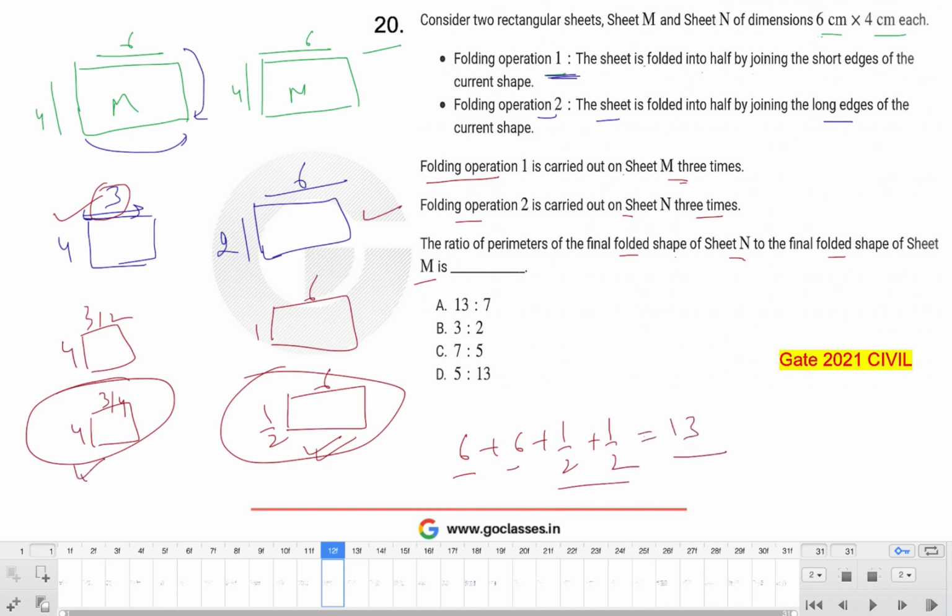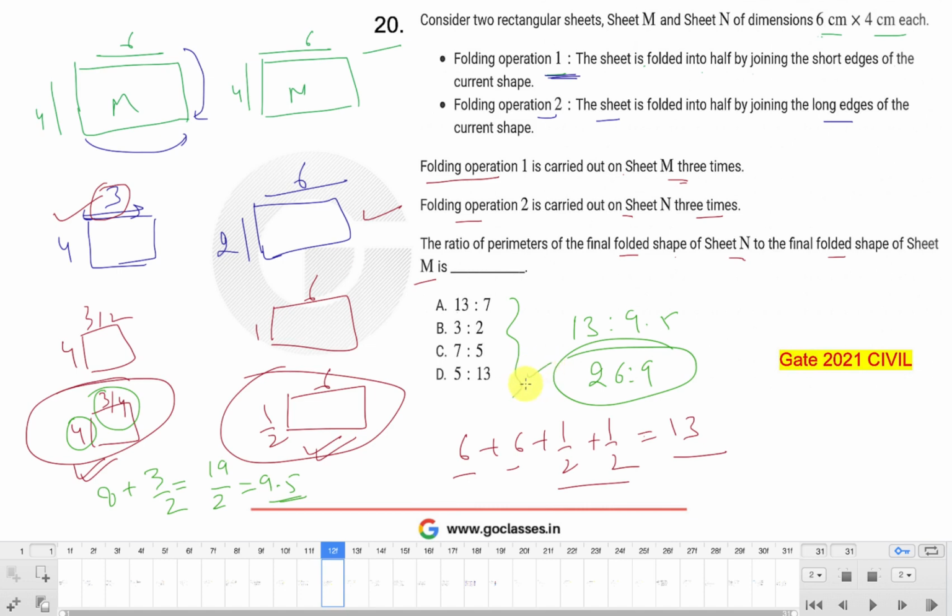What is the perimeter of this? 4 plus 4 is 8, plus 3 by 4 plus 3 by 4, which is 3 by 2. It will be 19 by 2, which means 9.5. What is the final answer? 13 is to 9.5, or you can say 26 is to 19, which is not an option. So GATE aspirants in this question might have got bonus marks.